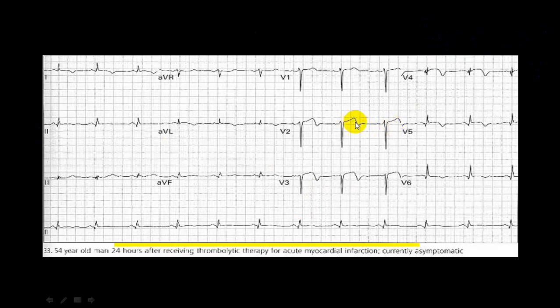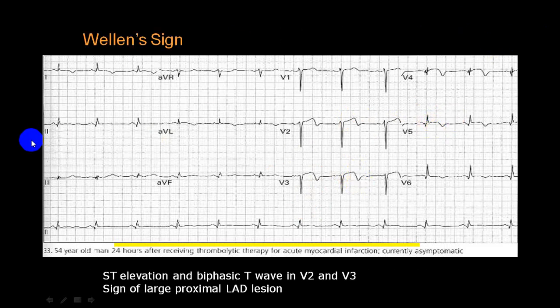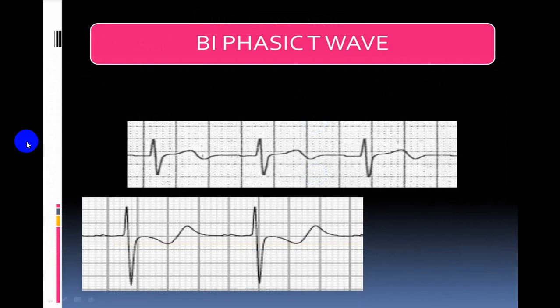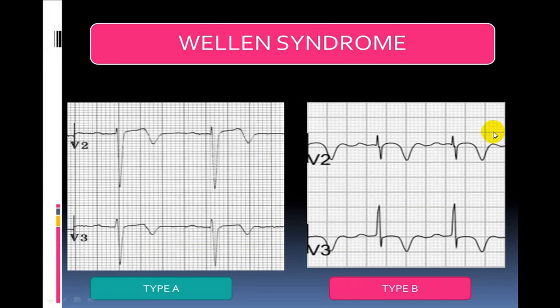Again, you can see biphasic T wave, and then this is T wave inversion. This is again in favor of Wellens sign. LAD occlusion, proximal LAD occlusion, or left main coronary artery occlusion. Again, you can see a flat ST segment with T wave upright. This you will see in case of Wellens sign. You can see that this is isoelectric, nearly isoelectric, a little upright and then downstroke. This is again in case of a Wellens sign.